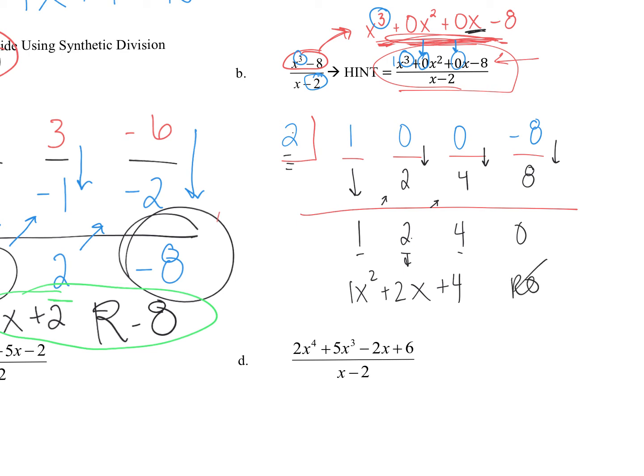And when we have a remainder of 0, we don't really like to write it because technically there is no remainder, so it's not needed. So this would be your answer, okay? All right, let's do the next 2.